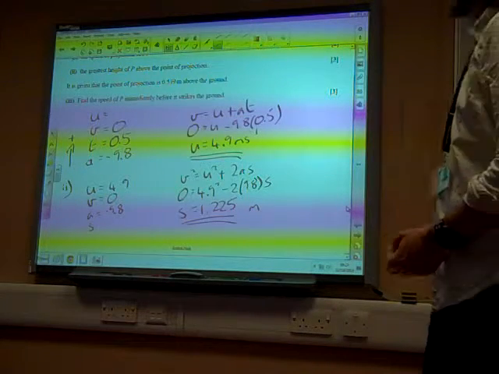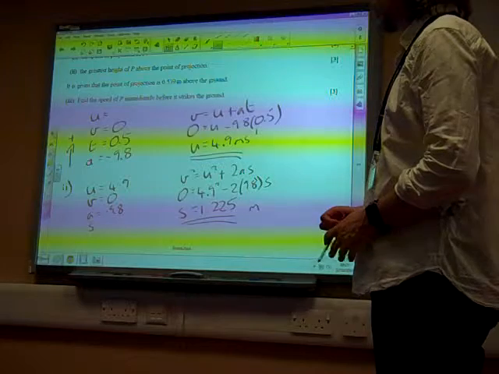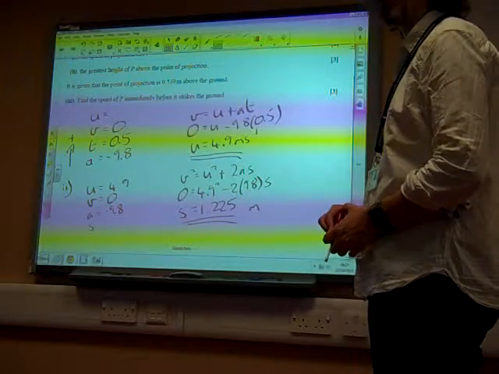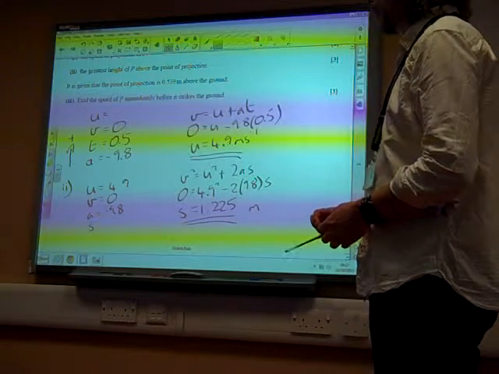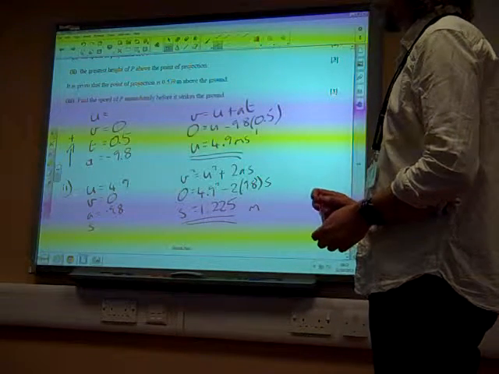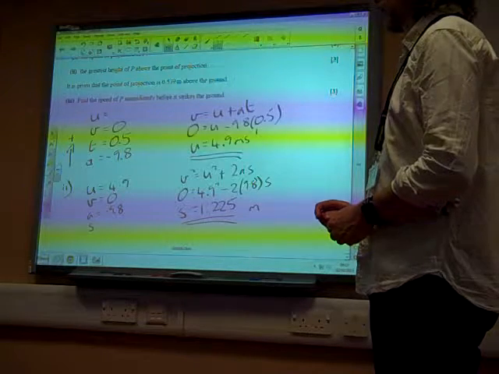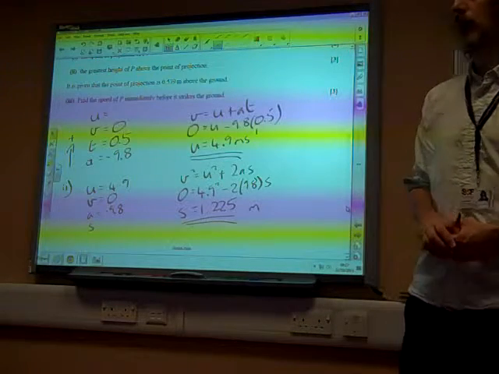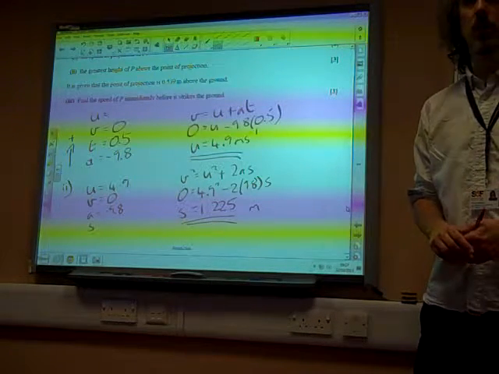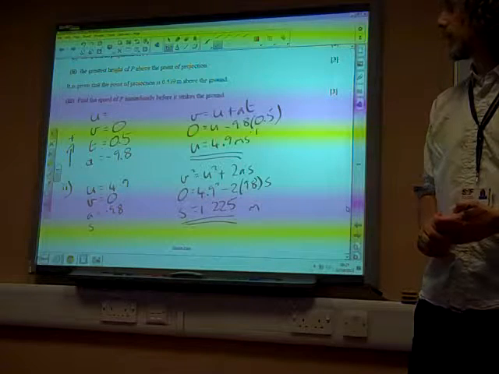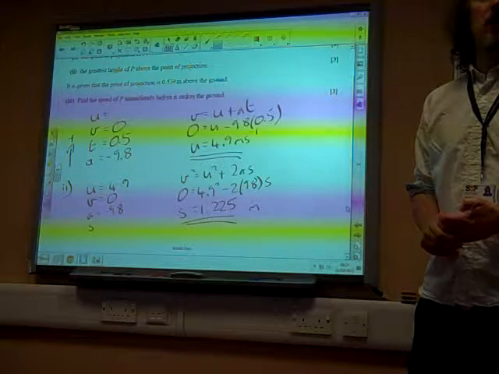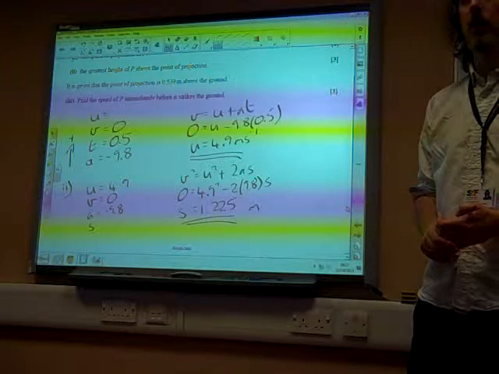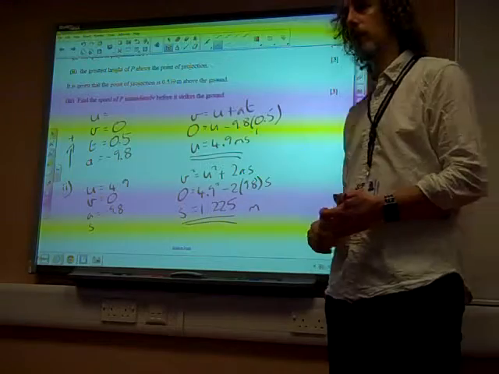It is given that the point of projection is actually 0.539 metres above the ground. Why that number? Find the speed of P immediately before it strikes the ground. Okay? Again, we have a variety of approaches we could take for this. What should we do? I can think of a number of different ways we could go about doing this.